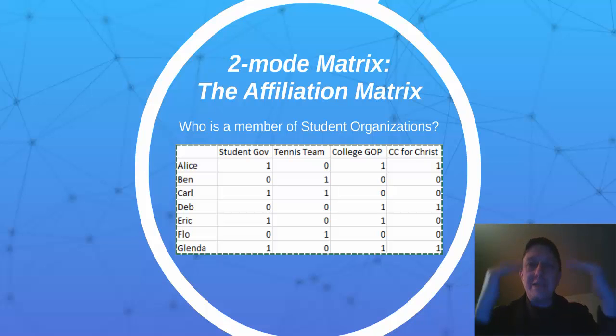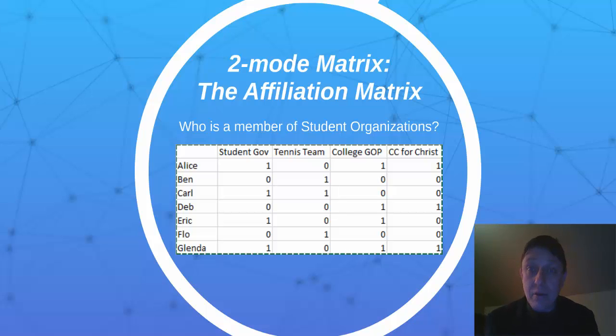We could do that same report for not just Alice, but for Ben, for Carl, for Deb, for Eric, for Flo, and for Glenda. Notice there's a lot of information to report. It took me a minute or two just to talk about Alice. And heck, there's 7 times as much information because there are 7 nodes here. And yet it's a nice compact package. Here we have membership data for 7 whole students in 4 organizations. The 2-mode matrix, the affiliation matrix, is our way of doing that.